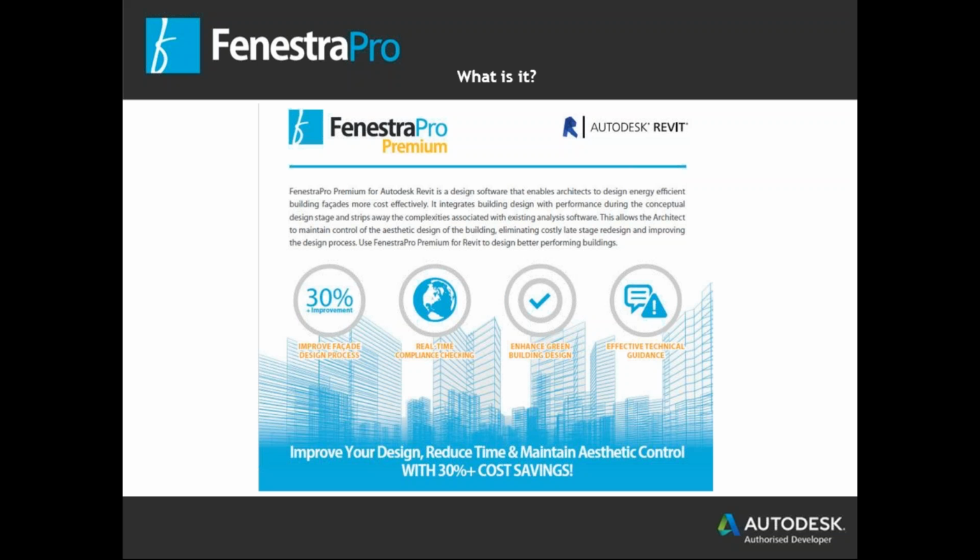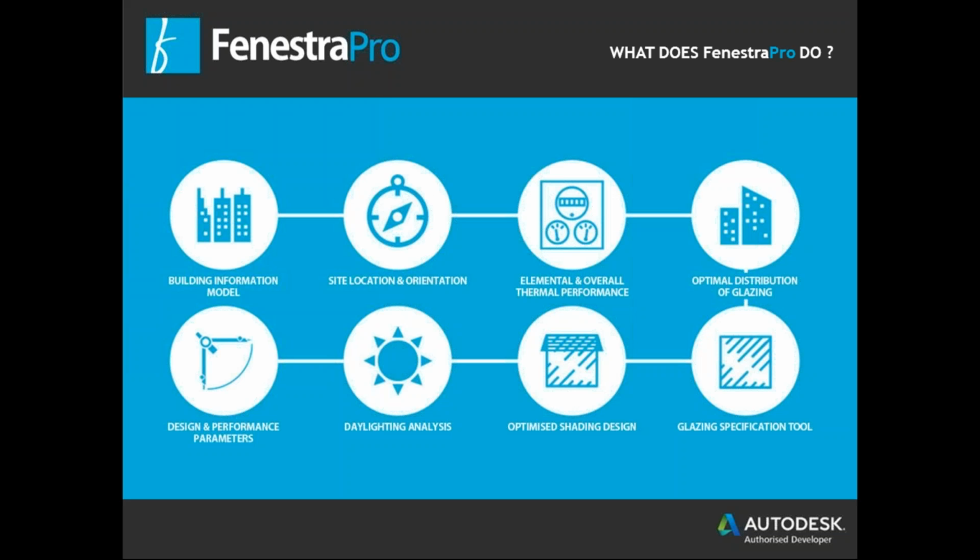Fenestra Pro allows for 30% and more design facade improvement. It also has real-time compliance checking tools. It enhances green building designs and is an incredible and effective tool for helping guide decisions that have a huge financial impact on the life of a building. This happens to be, I think, one of the most important tools that you can use within Revit.